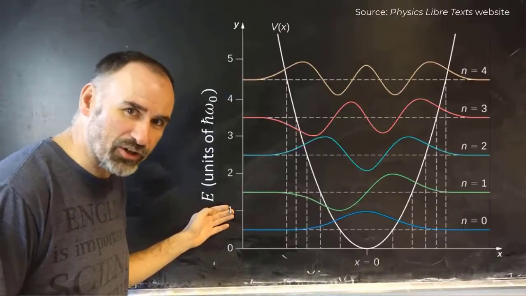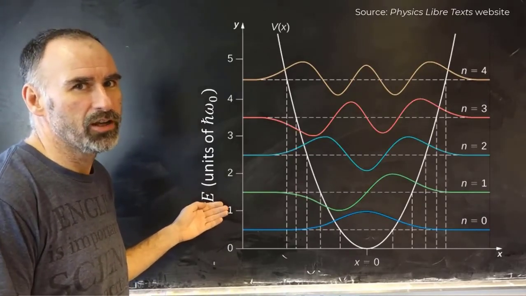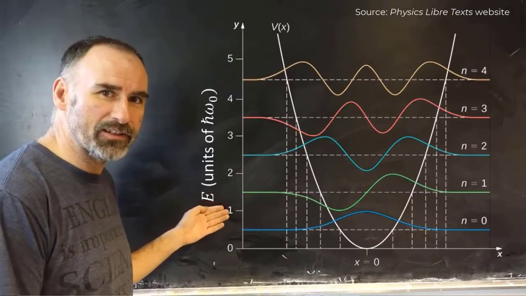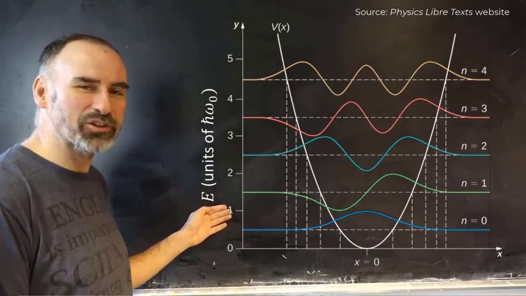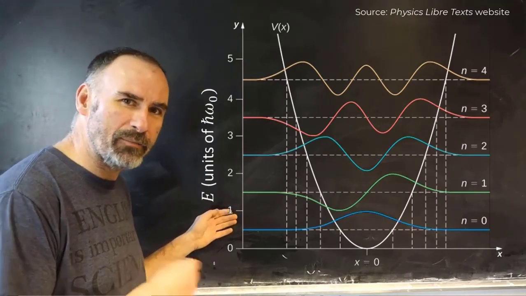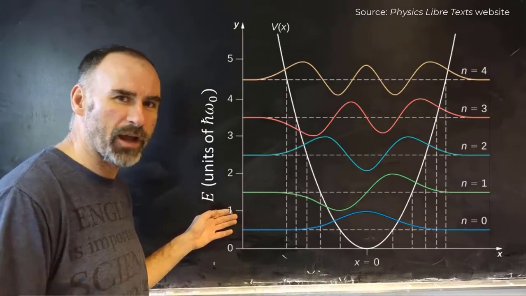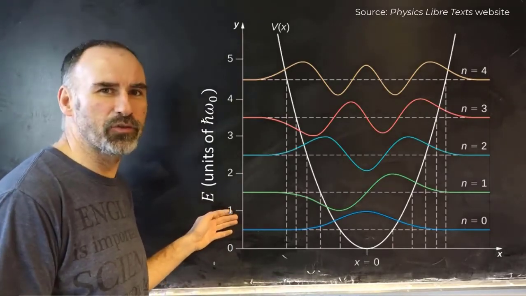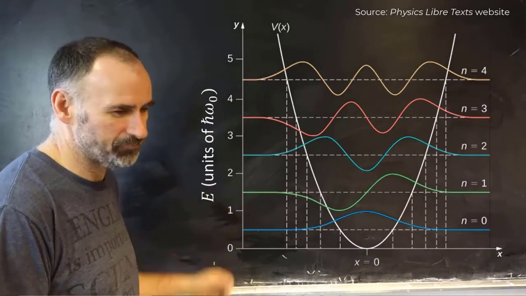These are the different eigenstates of the simple harmonic oscillator potential. Also included is the simple harmonic oscillator potential, half k x squared, and those dashed lines show the limits of how far a classical oscillator is going to move back and forth. You can see that the quantum oscillator moves beyond those limits.